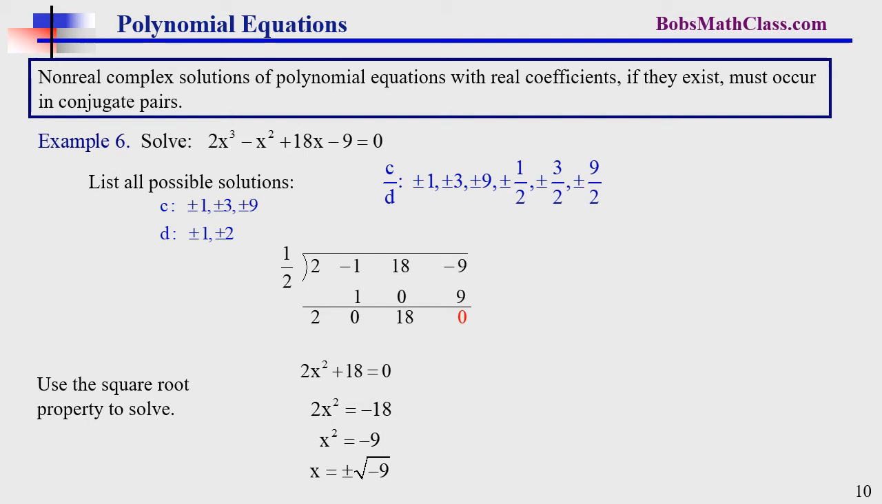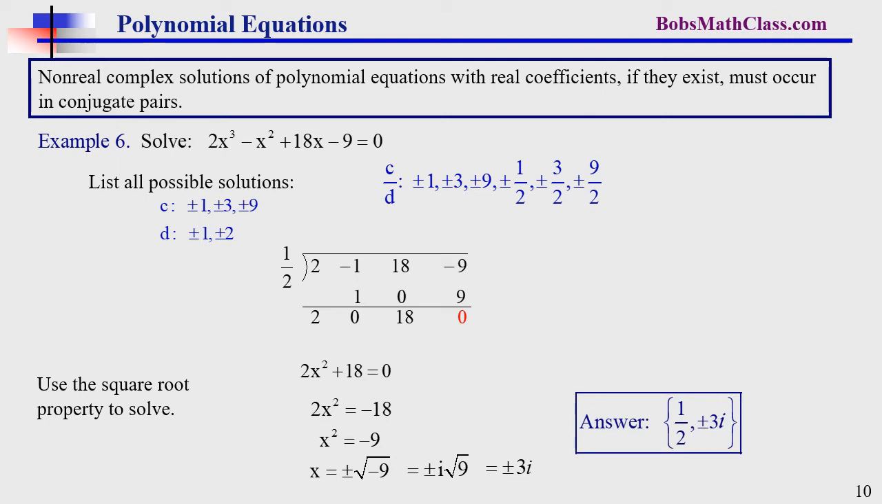Now, if the directions only said real solutions, then these will not be solutions. But if it doesn't say anything, then they're asking for any complex solutions as well. So they're just asking for anything. So square root of negative 9, you put the i in front and you keep the 9 inside. Square root of 9 is 3, so plus and minus 3i. Okay, so there's two answers, and then the 1/2 is the third. So those are our three answers. 1/2, positive 3i, and negative 3i.